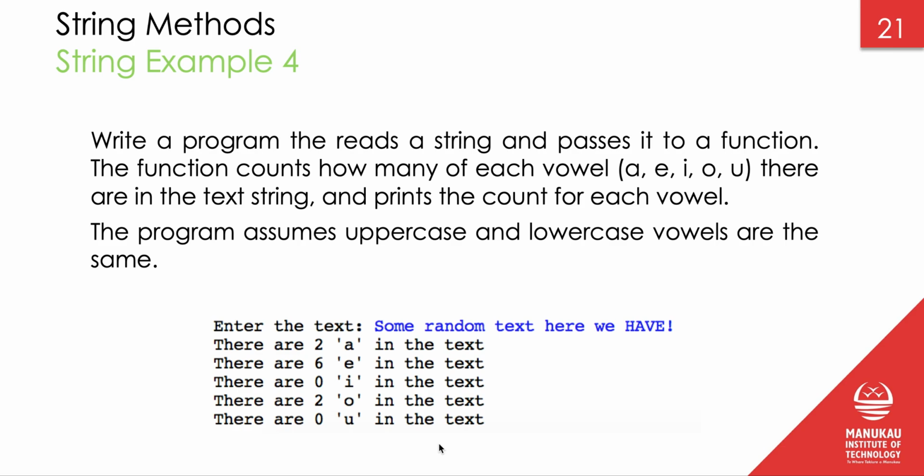With this program, we want to write a function that receives a text and counts how many vowels are in that text. The reading of the text happens inside the main program. Then the main program calls the function. The function calculates how many times each vowel exists in the text, and then prints them like in this example. I'm going to show you two solutions for this.